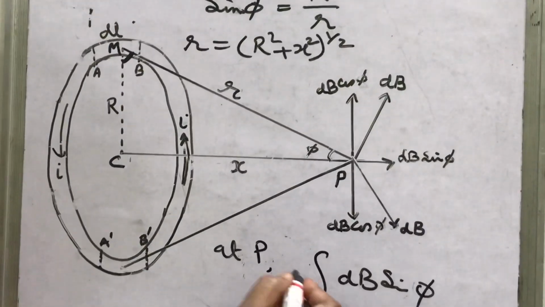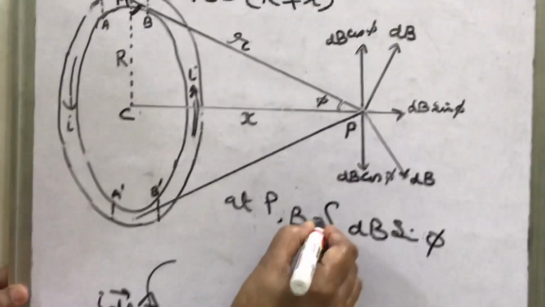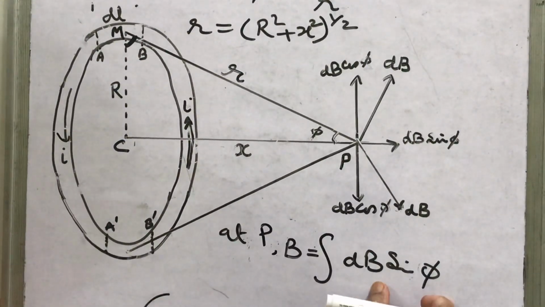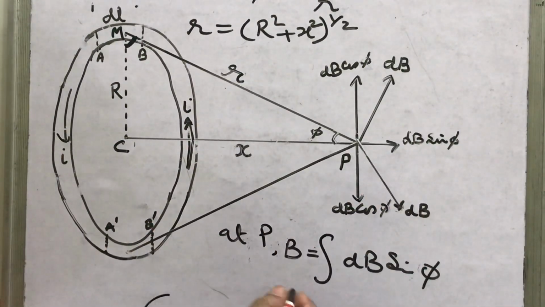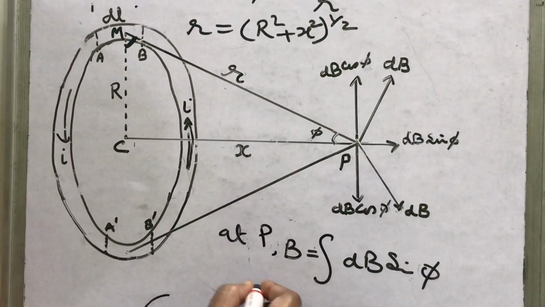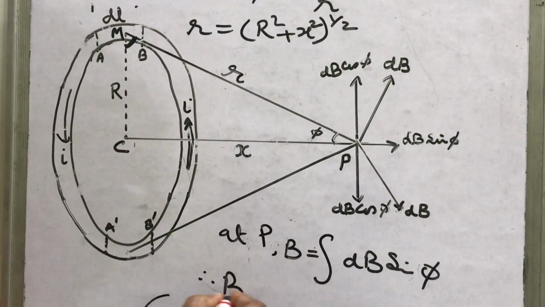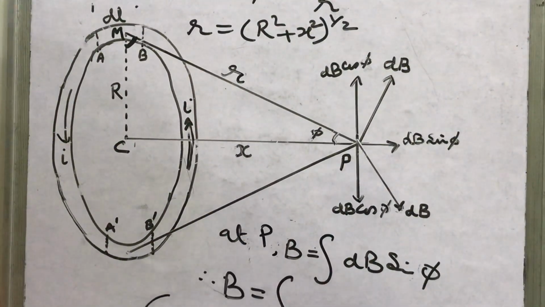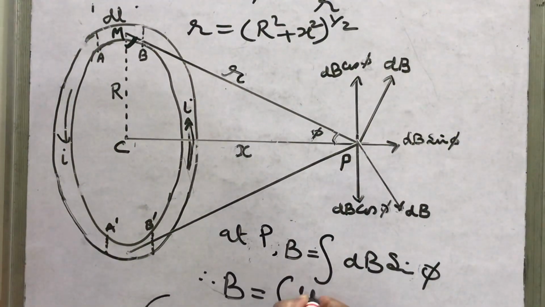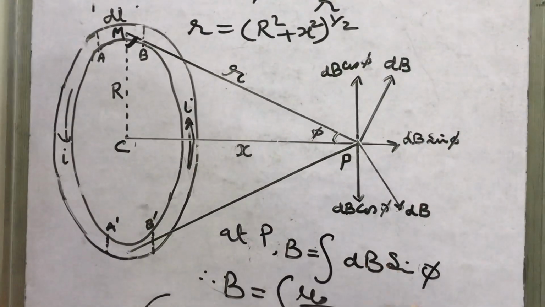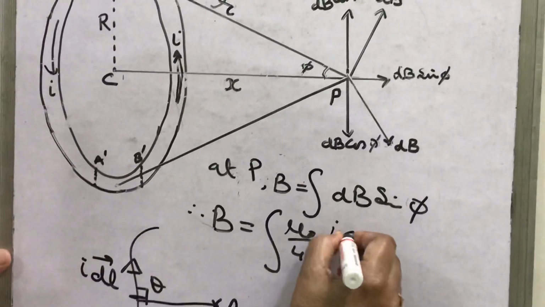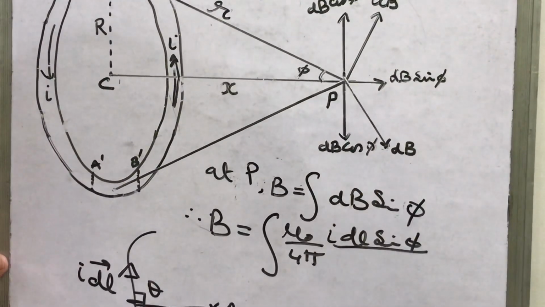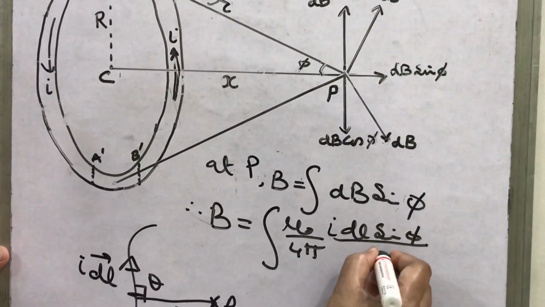Now what will you write? The net magnetic field at point P will be due to all current elements, that is the integration of dB sin phi. Now put the value of dB here. Therefore at point P, you write the integration sign and put the value of dB: mu naught upon 4 pi, I dl sin phi upon r square.